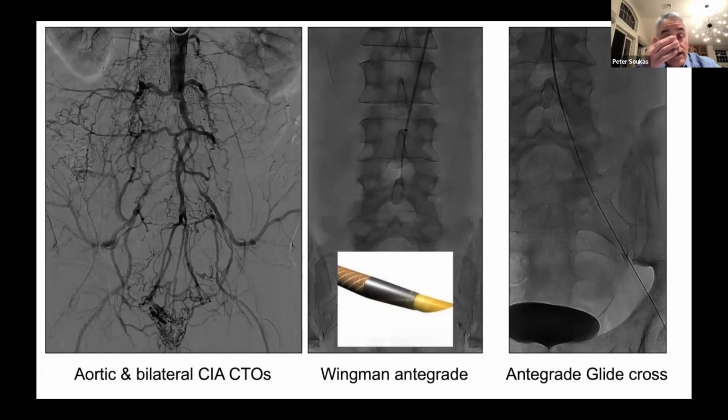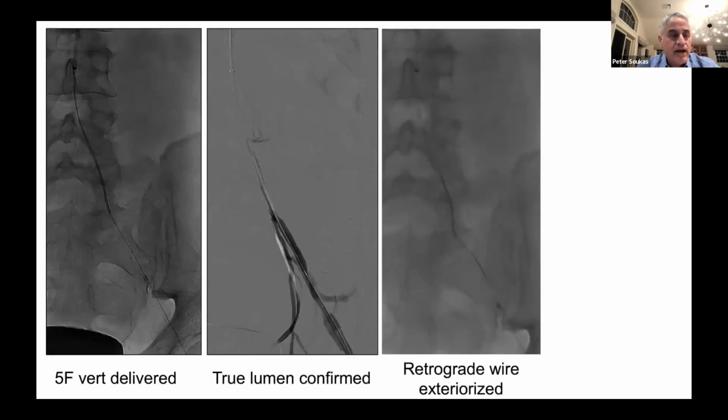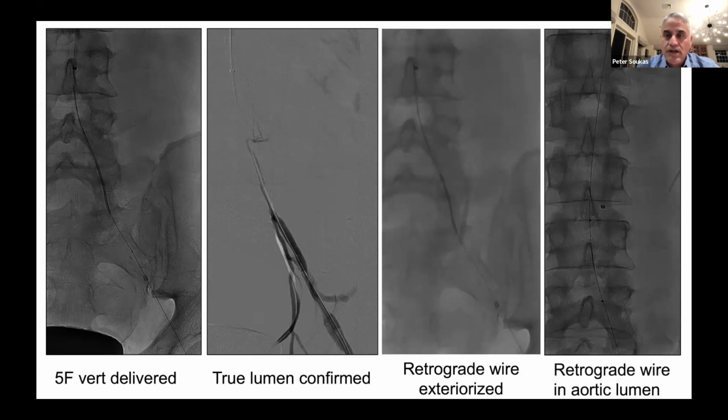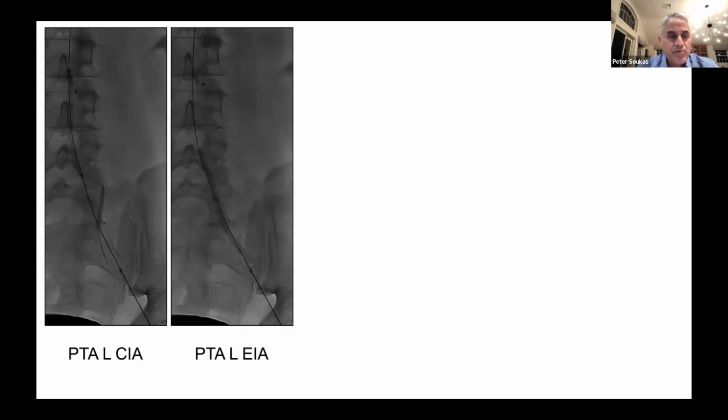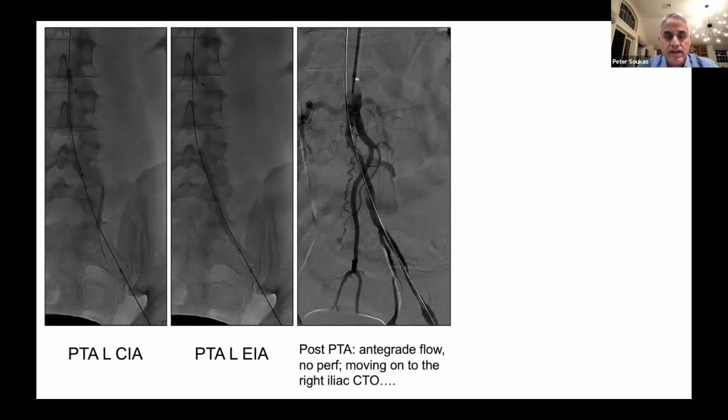And you can see a pretty extensive degree of occlusive disease in the distal abdominal aorta and both common iliac arteries. We initially approached the left occlusion using a Wingman. We were able to then deliver a glide wire. A 5 French vertebral catheter was then extended into the true lumen distally, and then that wire was exteriorized through that vertebral diagnostic catheter, confirming that we were in the true lumen, and then we proceeded with low pressure balloon angioplasty. And after confirming that we had restoration of antegrade flow without any perforation, we then moved on to the right common iliac.